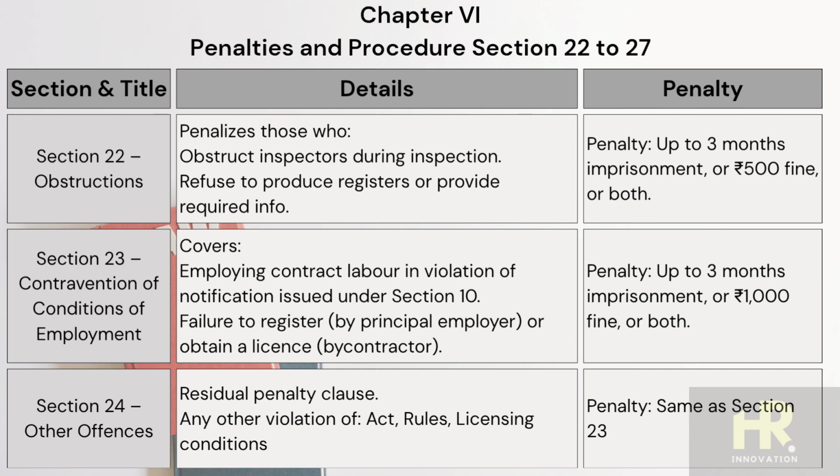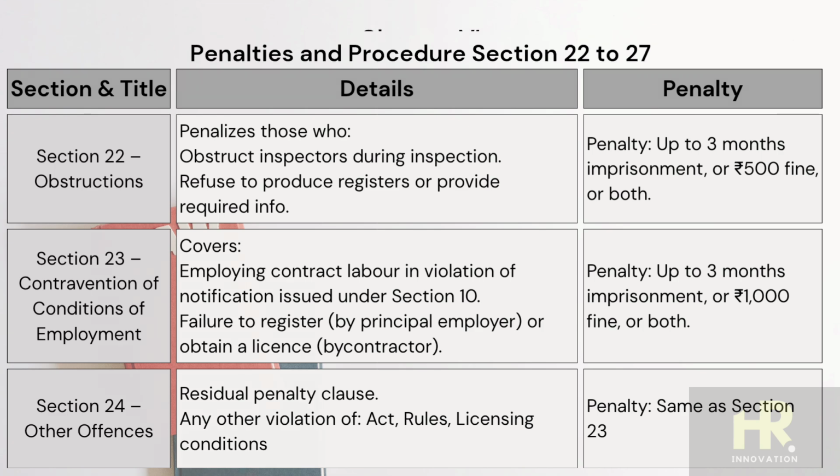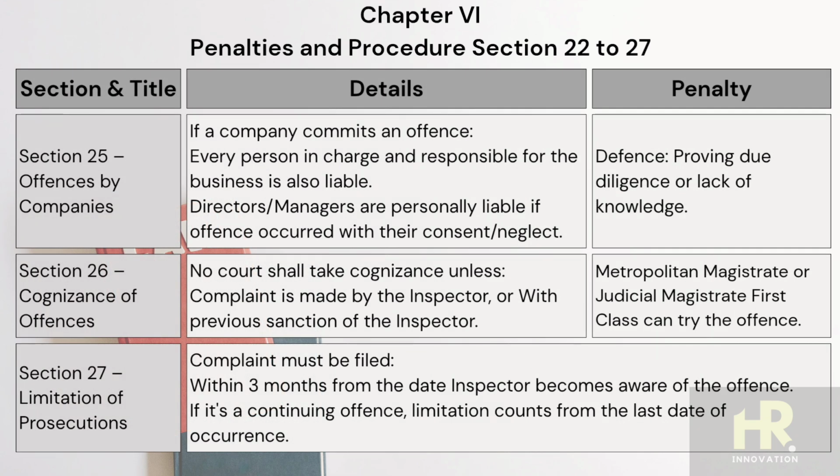Let's quickly recap. Section 22 Obstruction equals 500 rupees fine or 3 months jail. Section 23 Major violations equals 1000 rupees fine or 3 months jail. Section 24 Other offences equals same penalty as Section 23. Section 25 Offences by companies.